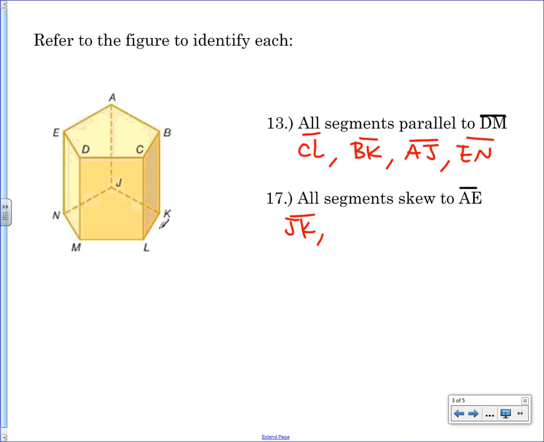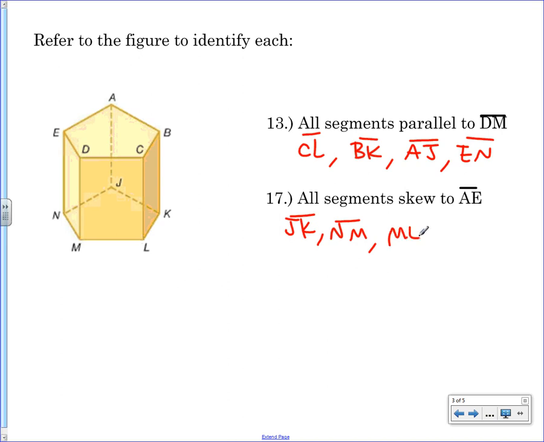Give me one I couldn't say. Like AE, what could I not say? JN, right? Like that would be wrong because those are what? Parallel. Do you see what I'm saying? So give me another one other than JK. An M would be fine. I have 1, 2, 3, 4, 5, 6, 7. I have 7. So keep going.